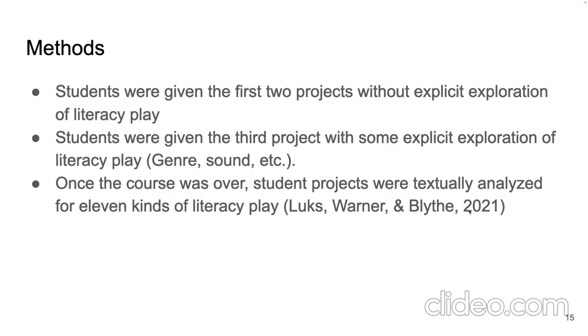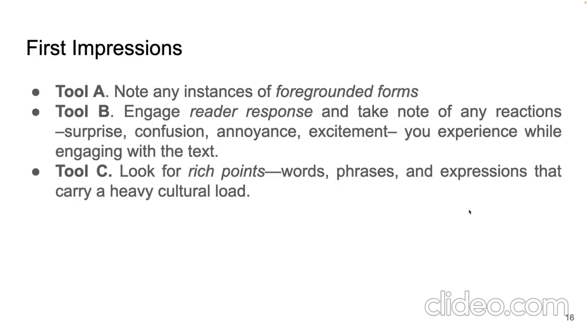Once the course was over, the student projects were textually analyzed for the 10 kinds of literacy play. This took 3 steps. The first step of this analysis is to get first impressions: note foregrounded forms, engage reader response, and take note of any reactions that are experienced while engaging with the text. Then look for rich points, which are words, phrases, or expressions that carry a heavy cultural load.